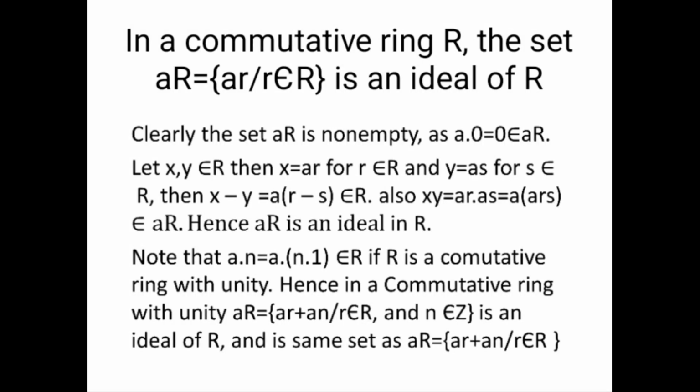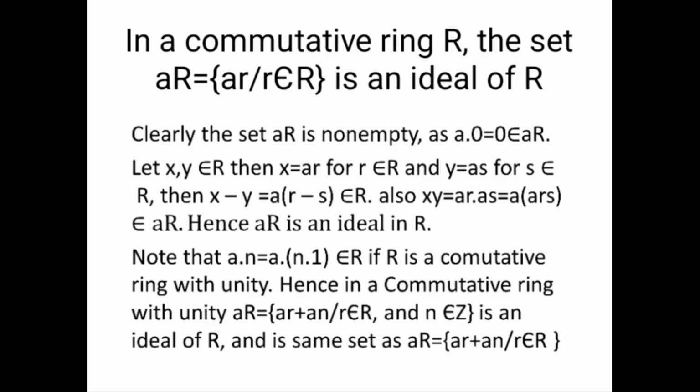So to show that the set is an ideal of R, we have to show that for any x, y contained in aR, x minus y is contained in aR, and also x·y is contained in aR. So here in the first part, we have shown that the set aR is non-empty as 0 is contained in aR, and in the next lines we have taken x equal to ar for some r contained in R and y equal to as for some s contained in R.